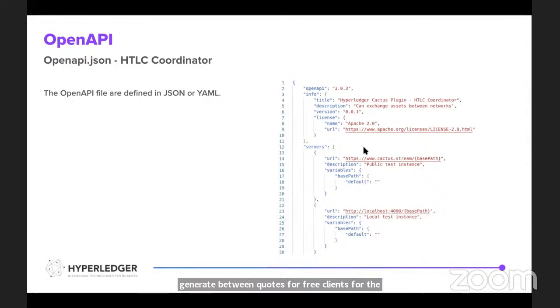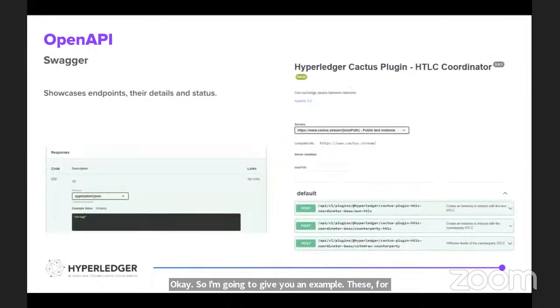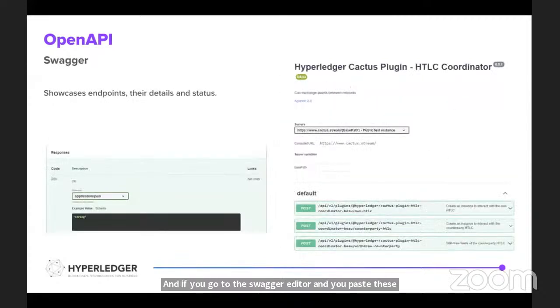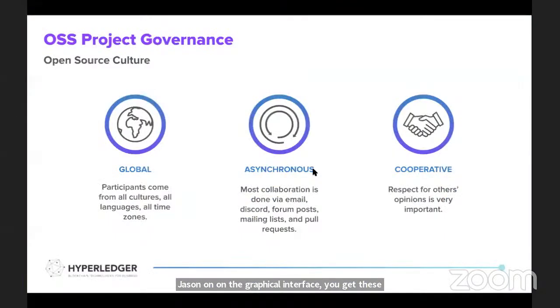Okay, so I'm going to give you an example. This, for example, is the JSON API definition for the HTLC coordinator. And if you go to the Swagger editor and you paste this JSON on the graphical interface, you get this interface on the right, where you can make calls.